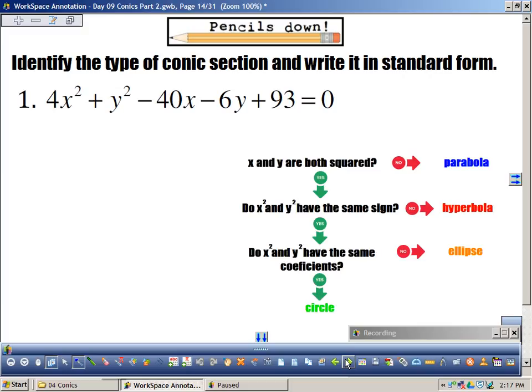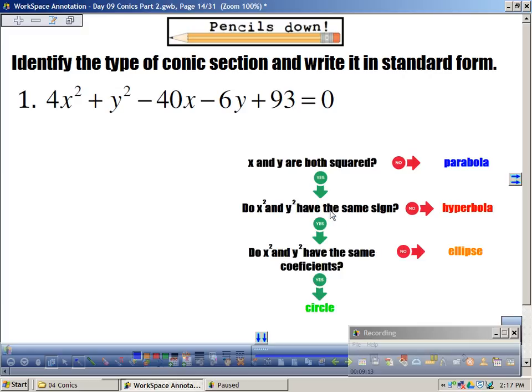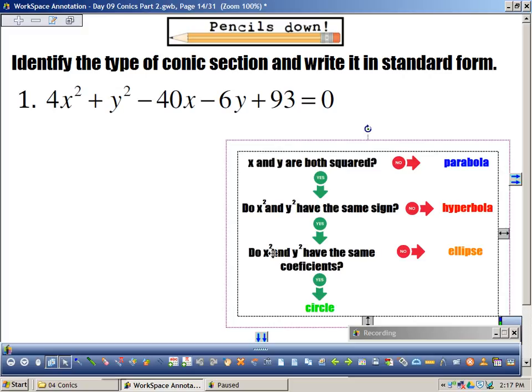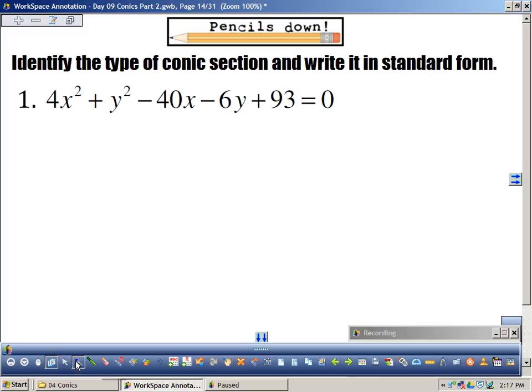All right, so pencils down. The first thing I'm going to ask myself is, are x and y both squared? Yes. So we know it's not a parabola. Do x squared and y squared have the same sign? Positive x squared, positive y squared. They have the same sign, so it's not a hyperbola. Next I ask myself, do x squared and y squared have the same coefficient? Coefficient of 4, coefficient of 1. No, they do not. So it can't be a circle. It must be an ellipse. So I'm just keeping that in the back of my head as I do this one.